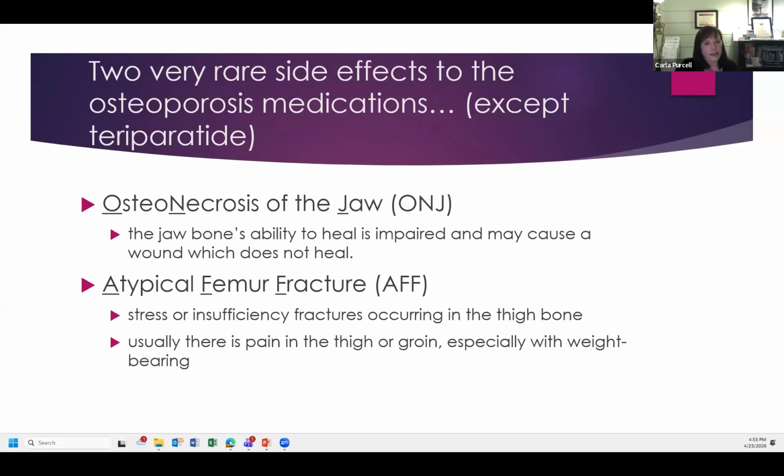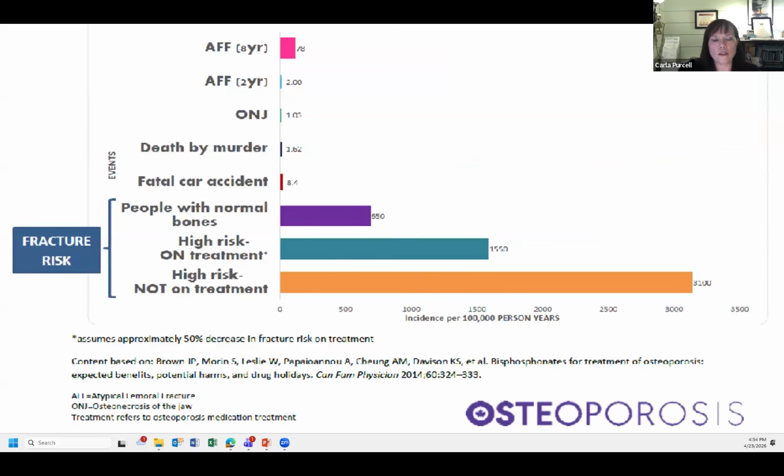So those are the side effects, and they're scary. And when I tell my patients about them, I really feel like I'm scaring them more than I need to be. So I want to show you this. This is a tool that's on the Osteoporosis Canada website, and it shows you the chances of these breaks happening.